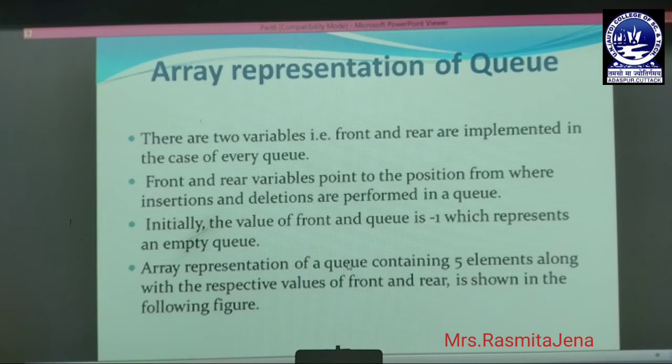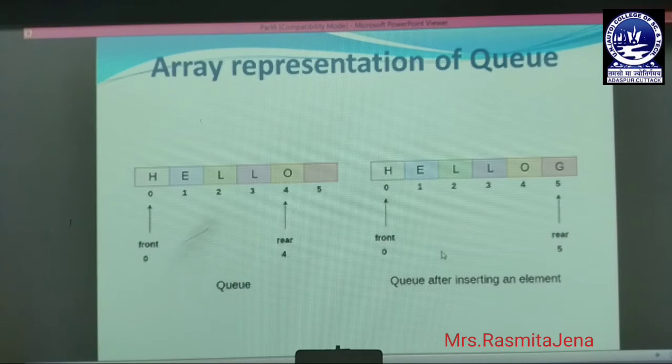Consider the array representation of a queue containing, suppose, 5 elements along with the respective values of the front and rear. We will see how the insertion operation goes, what the values of the rear and front will be, and when we go for the deletion operation, what the values of front and rear will be. So this is the array implementation of the queue. You can see, suppose our text is hello and the array size is maximum 5, that means we can store a maximum of 5 elements.